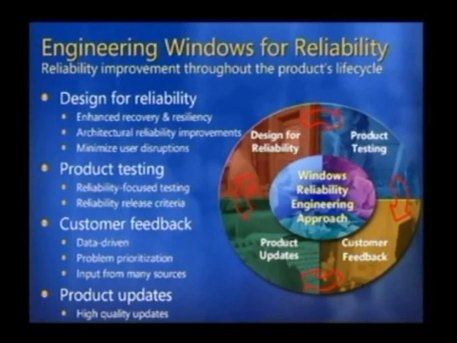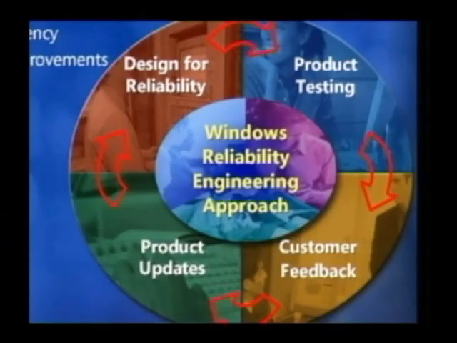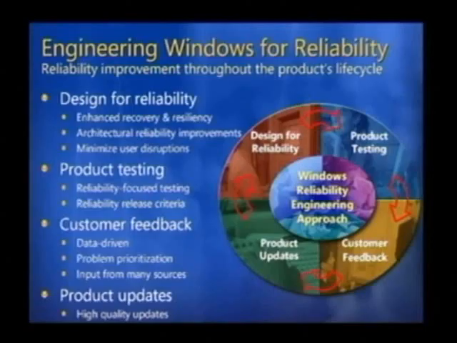We don't wait until the end. We don't wait until a few months before we release a product to go and make sure that the product is reliable. We incorporate that into all the stages of the product cycle. So we start with design. And in design, this means designing features and improving the architecture to make the system more resilient. And I'll talk about some of the specific features we have in Windows Vista to make it more resilient.